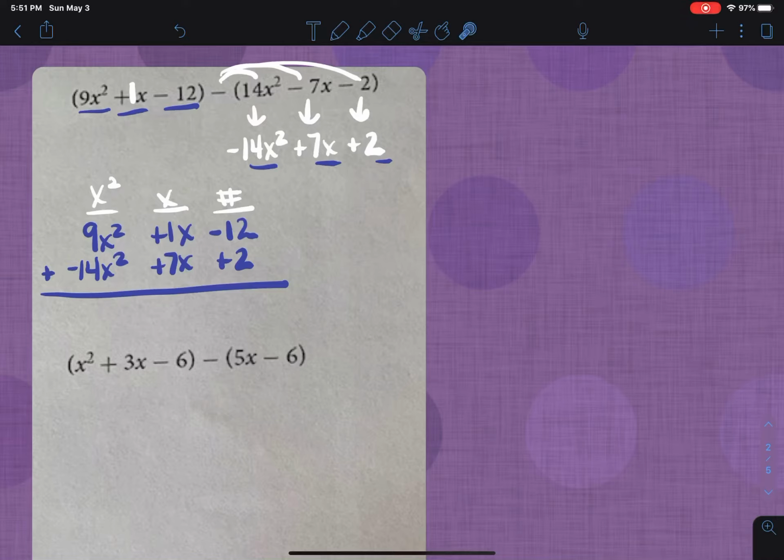So on the first one, these are x squared, so positive 9 and negative 14. It's negative 5x squared. Positive 1 and positive 7 is positive 8, and bring your x with it. And negative 12 and positive 2 is negative 10. So there's your final answer.